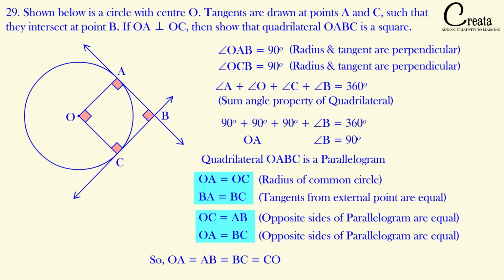OA is equal to AB is equal to BC is equal to CO. All four sides are equal to each other. So all four angles are equal to 90 degrees and all four sides are equal. So this is a square. We have proved the quadrilateral OABC is a square. That is the answer to the question.